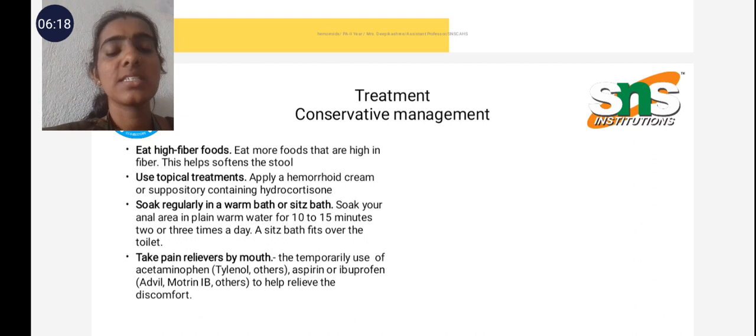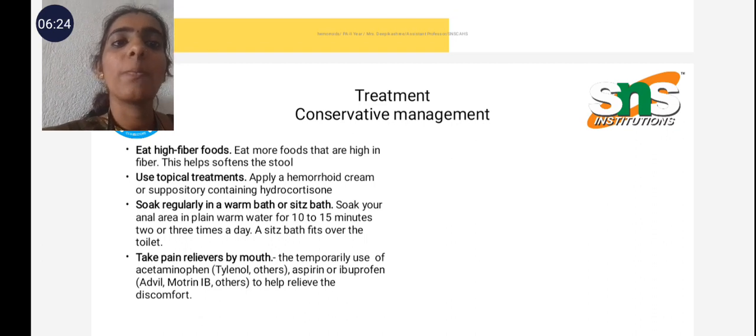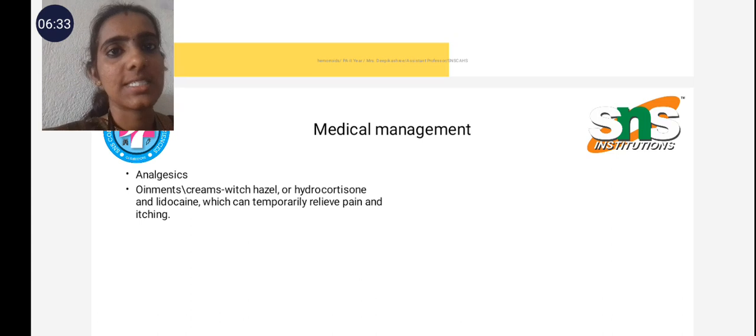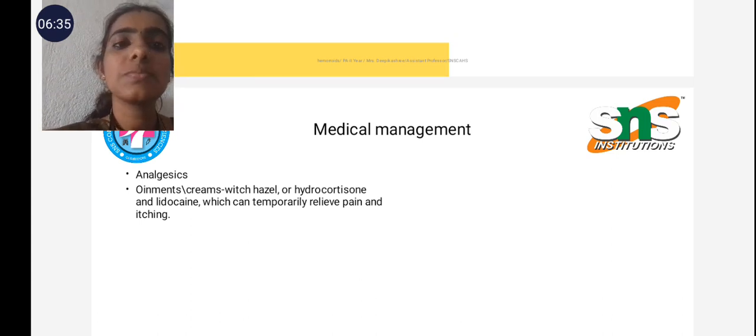So the treatment. Conservative treatment is that we have to eat a more fiber content diet and soak regularly in a warm bath or sitz bath to reduce the pain, and painkillers. The medical management is analgesics, which means painkillers, ointments, and creams. These are some of the options to reduce the pain.